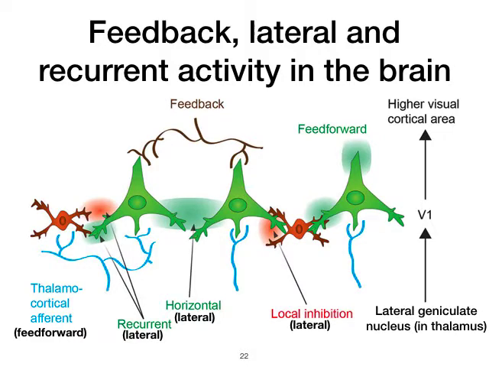But it can influence its own activity indirectly. So, for example, what we see here is a type of lateral connection where this neuron's activity will stimulate this neuron here, which will then feed back to inhibit this neuron here.